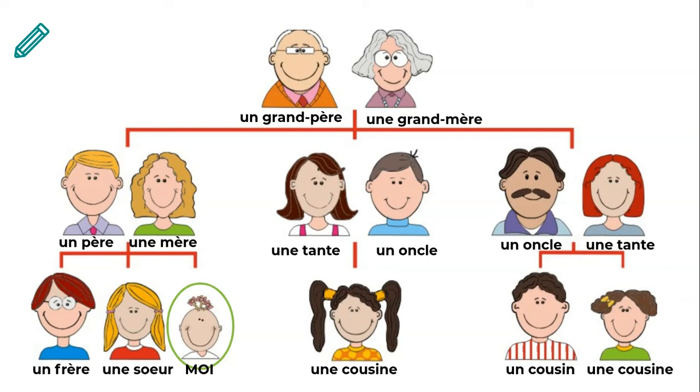Okay, third row with the glasses on the left, bottom row. We have un frère, and then we have une sœur, and then we have you as a bébé, so cute. And then in the middle with the pigtails, we have une cousine, and then with the striped shirt, un cousin, and then une cousine. Thumbs up if you got row 3 right.